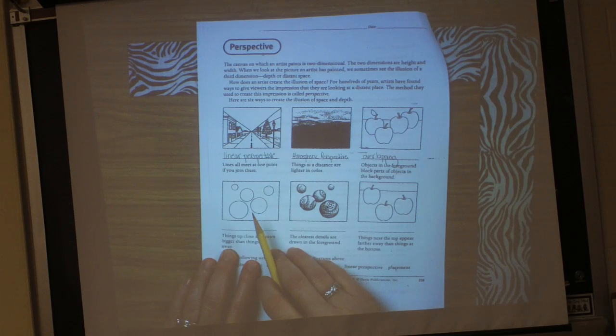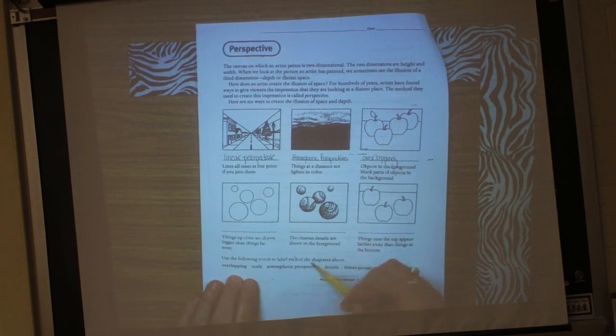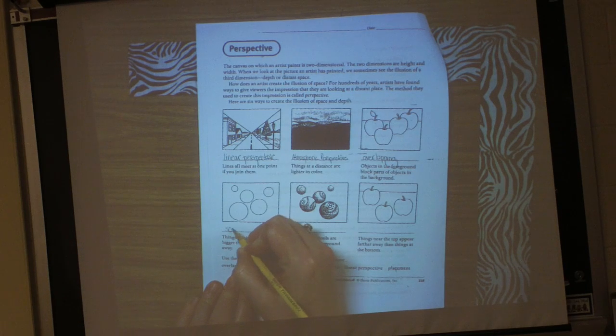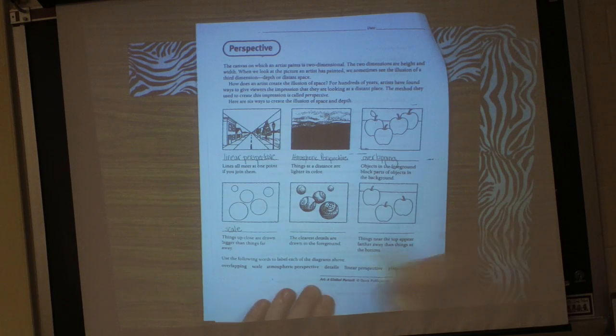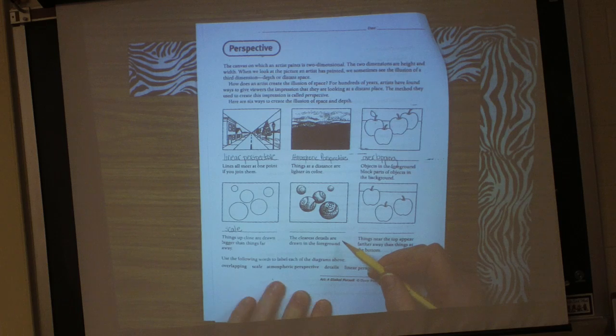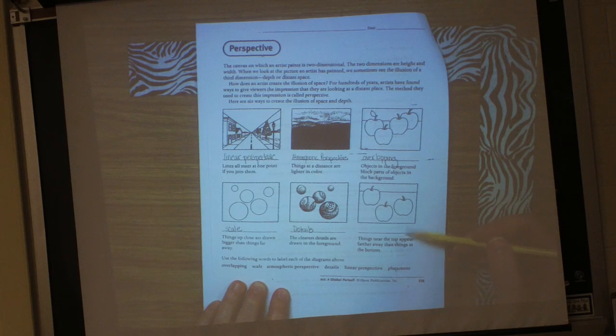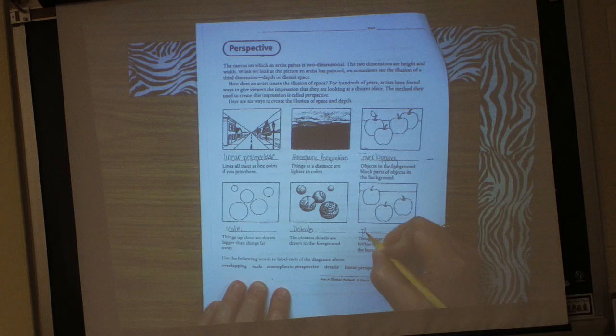Fourth picture, it's Alexis. Placement. Things up close are drawn bigger than things that are far away. Scale. Scale is correct. Scale has to do with size. Picture 5, the clearest details are drawn in the foreground. It's Dade. Details. The last one, things near the top appear farther away than things at the bottom. Jessica. Placement. Fix them if you missed them, please.